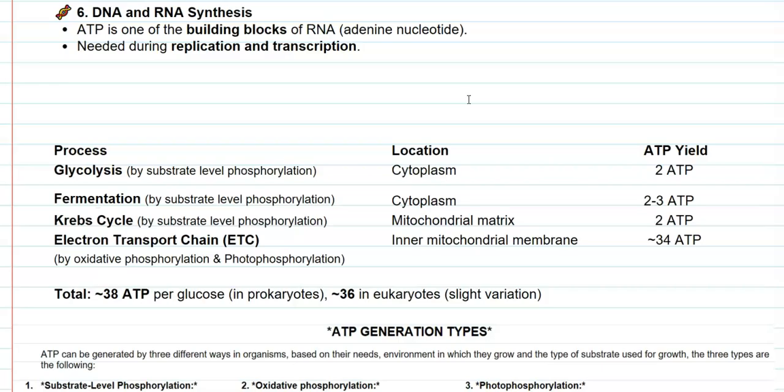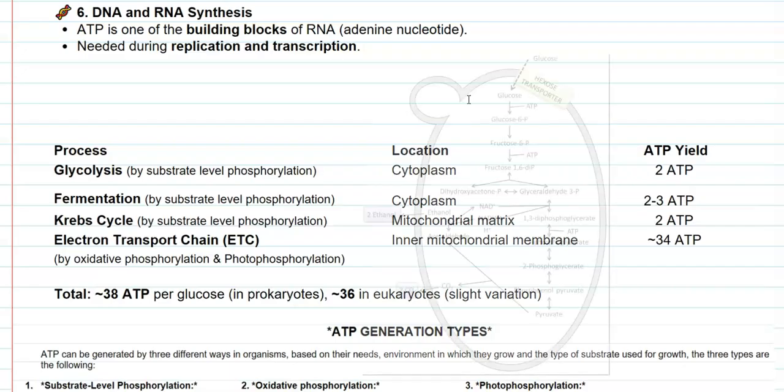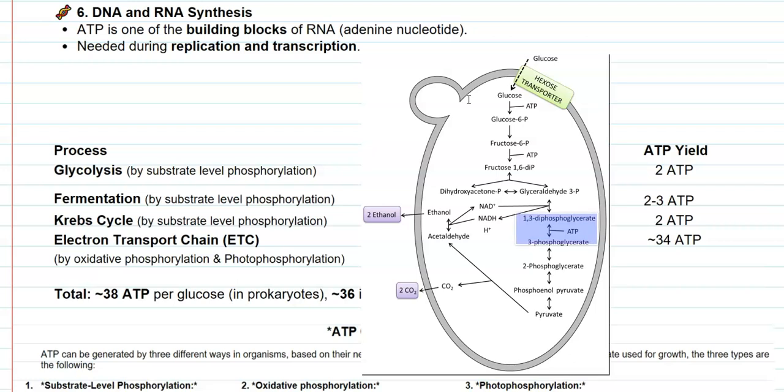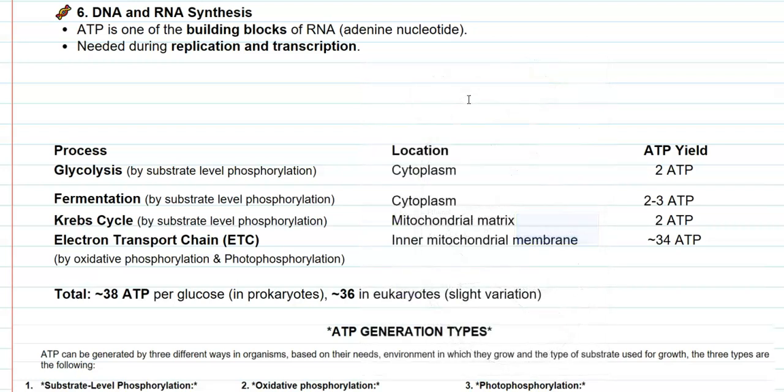Whereas if you look at the next one, fermentation, it operates only under anaerobic conditions and in anaerobic organisms. For example, yeast shows fermentation, and Clostridium shows fermentation. There, the ATP is again obtained by substrate level phosphorylation. The location of this process is the cytoplasm.